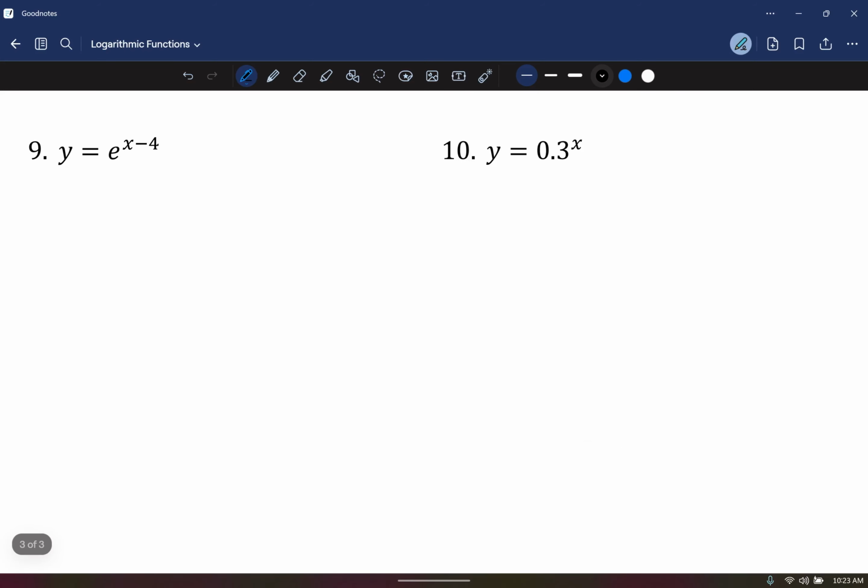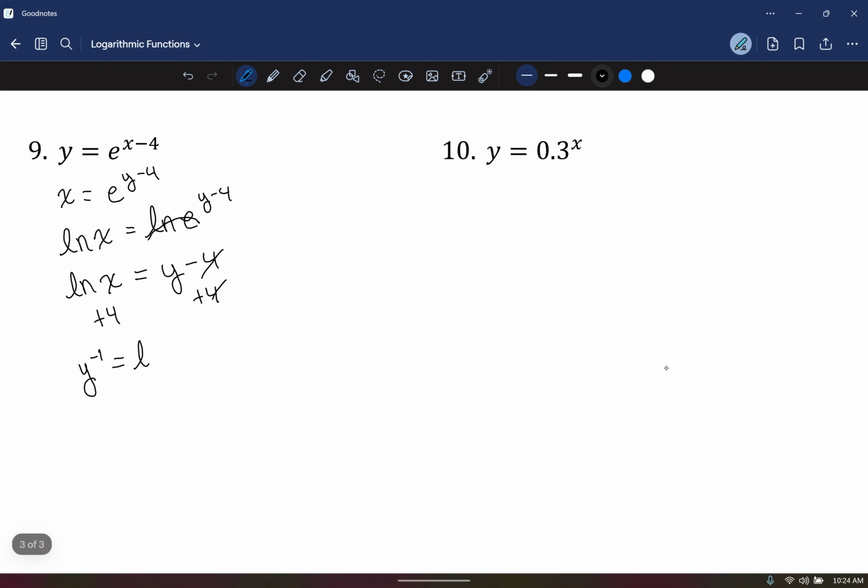All right, number 9. Again, notice I don't have a log, which means I'm going to end up using a log so that I can solve. So I'm going to start by switching x and y. My base with that exponent that I'm trying to solve for there is isolated. So to get rid of e, I need to use the natural log. So I'll use natural log of x equals natural log of e to the y minus 4. Natural log of e cancels. So I have natural log of x equals y minus 4. I'm going to go ahead and add 4. Y is by itself. So I have y inverse equals natural log of x plus 4.